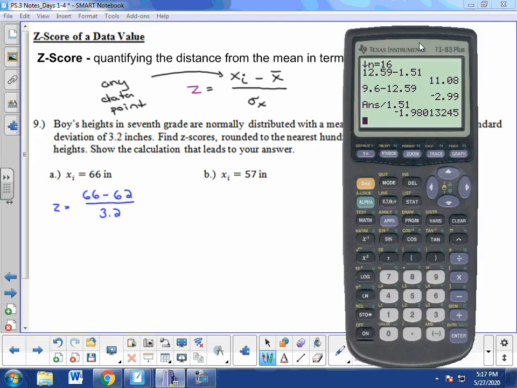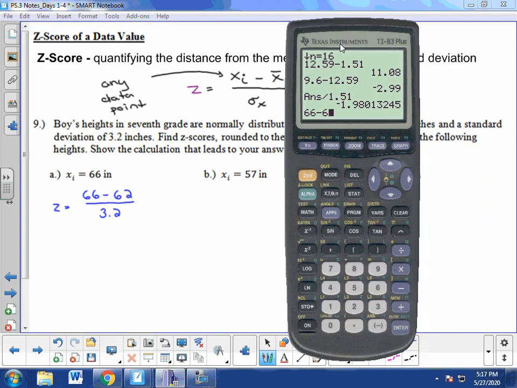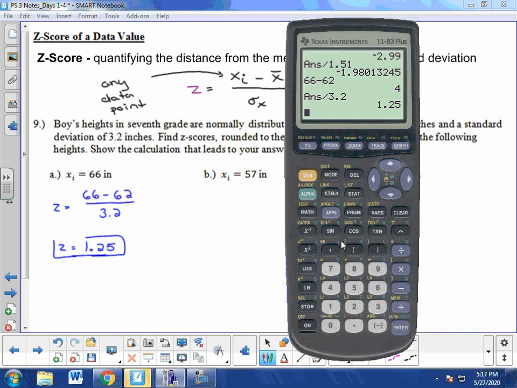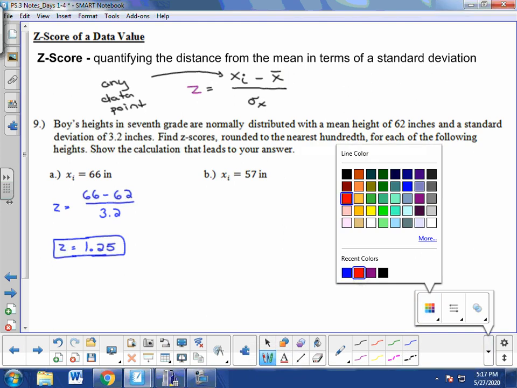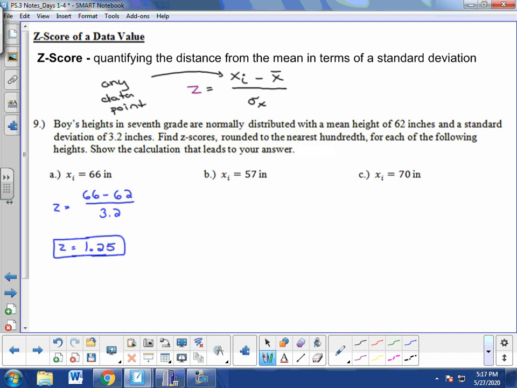And we can do all of that work in the calculator. So 66 minus 62 would be 4, divided by 3.2. So the z-score here would be 1.25. A positive z-score means we are above the mean. A negative z-score means we are below the mean. That's basically what we did on the last couple problems. So see if you can pause the video and find the z-scores for both B and C, and then play the video when you have found the answers.